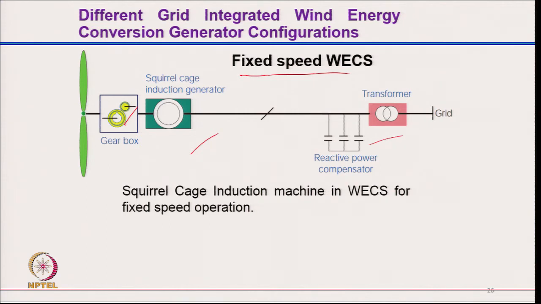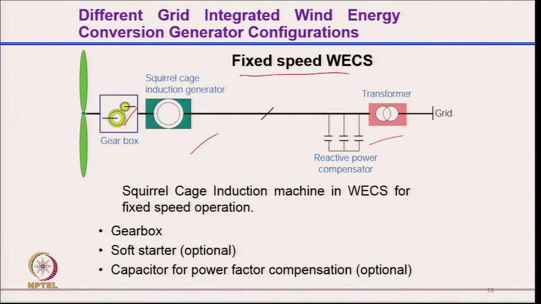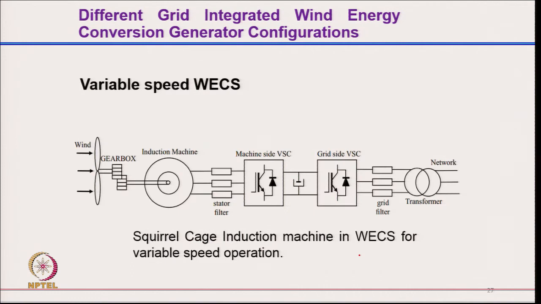So we still call it the fixed speed configuration. It normally has a gearbox, because the squirrel cage machine of 4 pole and 6 pole runs at a little more than 1000 rpm and 1500 rpm. To bring the very low wind turbine speed of about 15 to 150 rpm up to around 1000 to 1500 rpm, you have to use the gearbox. They also have a soft starter and a capacitor for power factor correction.